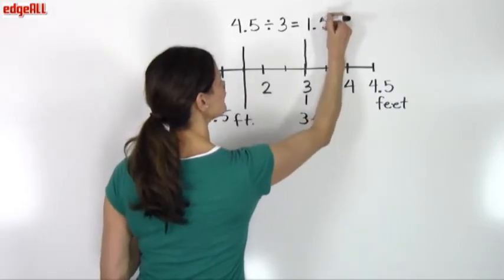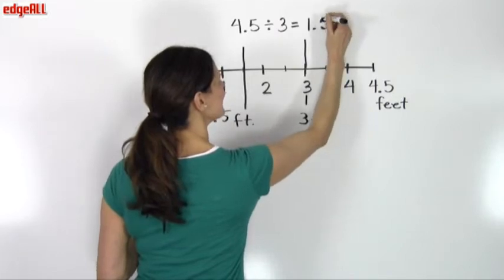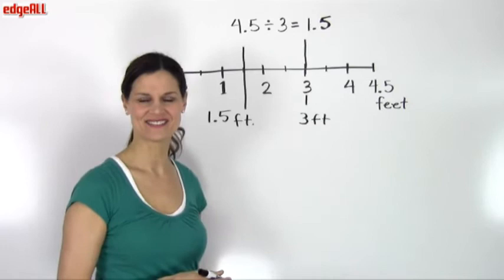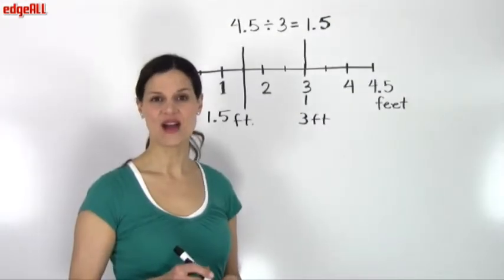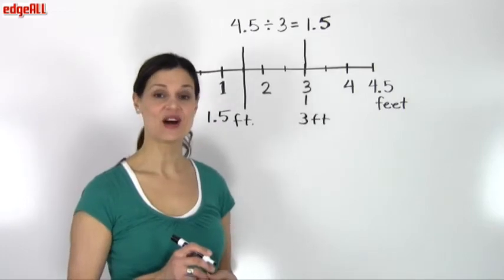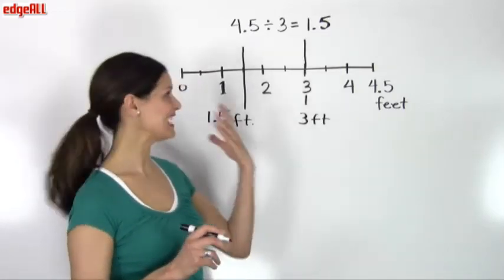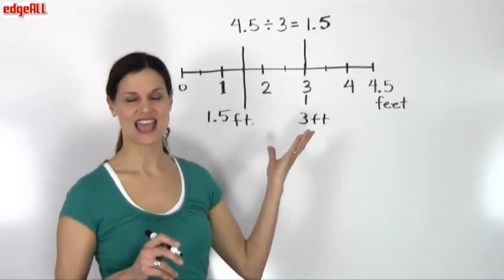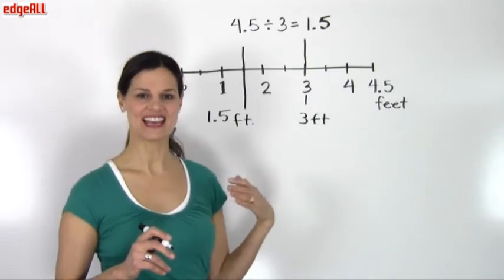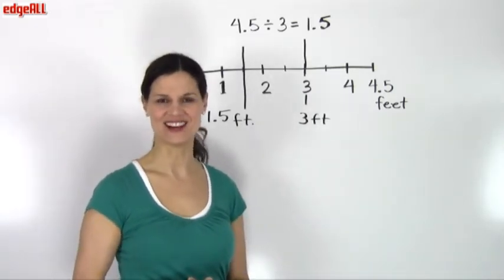And so you can see that I have decimals in this case in both my problem and in my answer. If you already know how to do long division with whole numbers, then you already know most of what you need to know to work on dividing decimals by whole numbers. And now, instead of looking at a visual example, we're now going to look at an example using the long division that you've already begun to learn how to use.